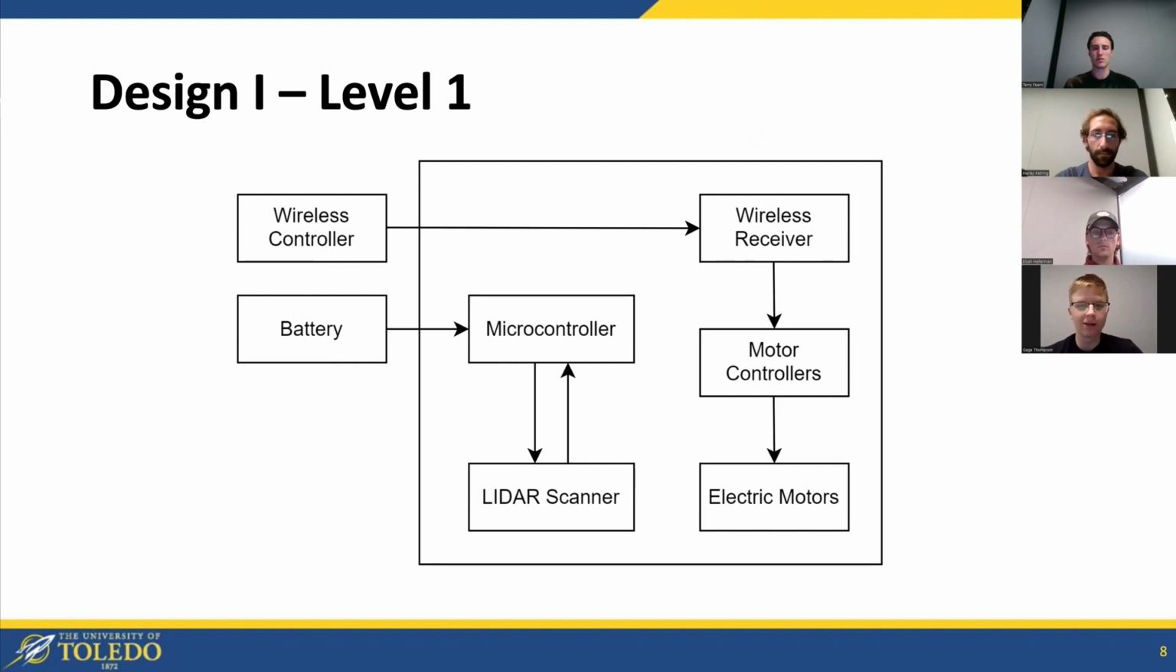And then the level 1 content here, this is just a more in-depth look at the system. So the wireless controller and the battery are the same here, but the wireless controller interfaces with a wireless receiver on the remote controlled car device. And then that interfaces with the motor controllers, and the motor controllers provide voltage to the electric motors, which will cause the vehicle to move.